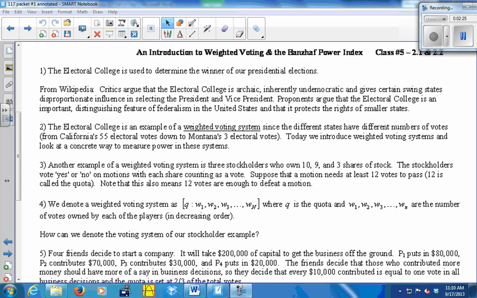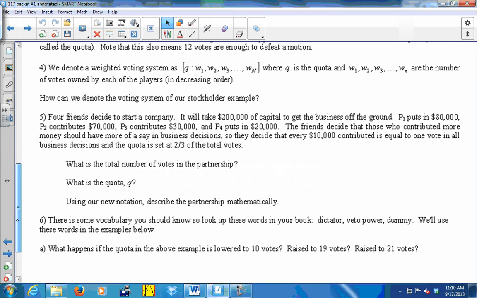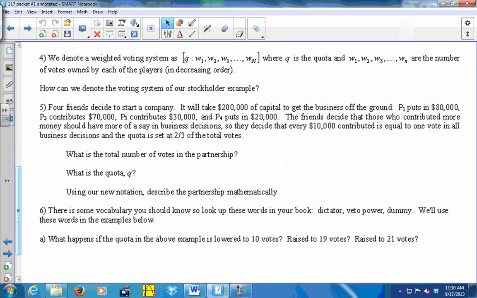So we have some new notation associated with this new weighted voting system stuff. We always use square brackets to describe a weighted voting system. You put the quota first, so Q stands for the quota, and then W1, W2, W3, those are the number of votes owned by each of the players, and we usually write them in descending order.